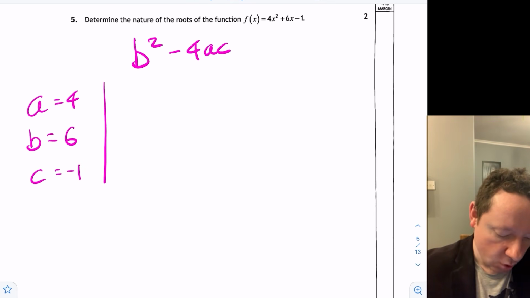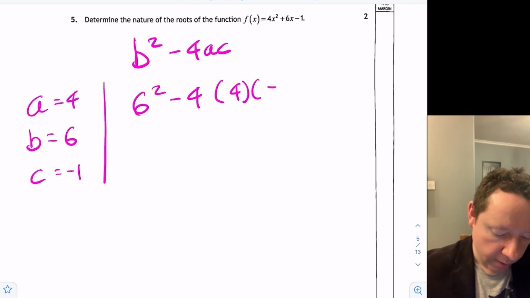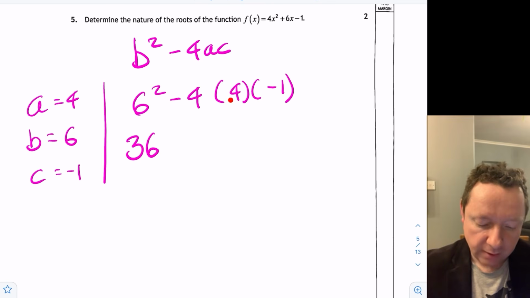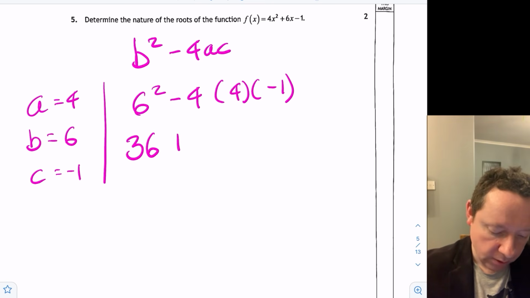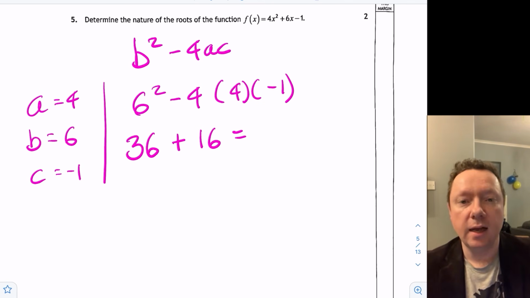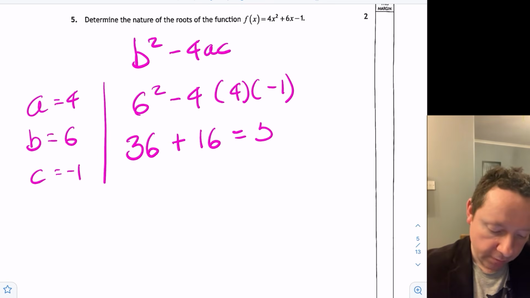So that means I've got 6 squared minus 4 times 4 times minus 1. 6 squared is 36. And then you've got 4 times 4 is 16, times 1 is 16, minus times a minus is a plus, so plus 16. 36 plus 16 is 52. And then we need to make a statement.